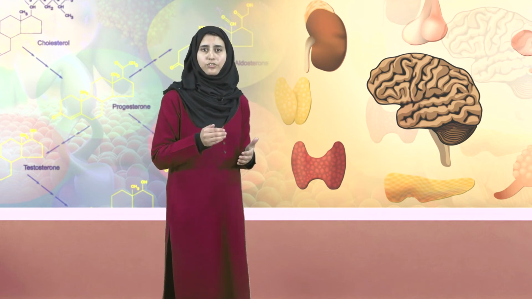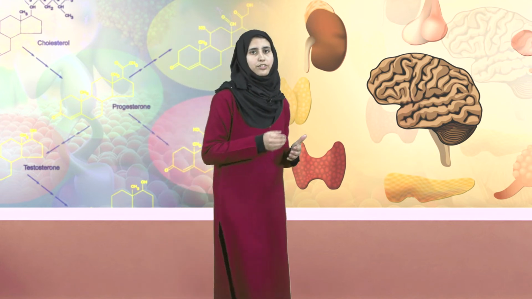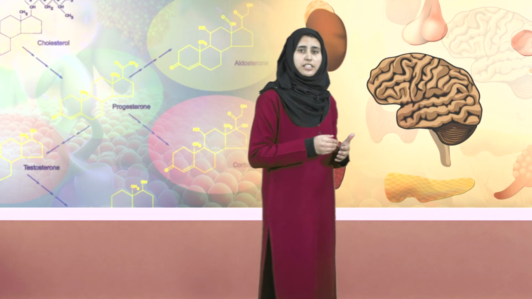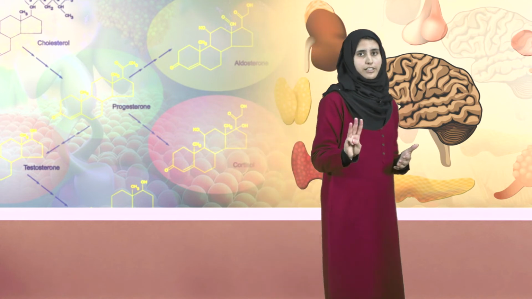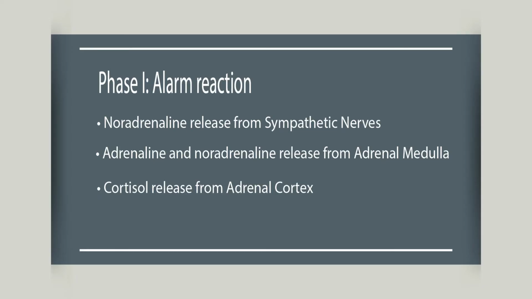The response to stress is called the general adaptation syndrome, and it is divided into 3 phases. Phase 1 is alarm reaction. In this, a stressful stimulus causes noradrenaline release from sympathetic nerves, adrenaline and noradrenaline release from the adrenal medulla, also cortisol release from the adrenal cortex.